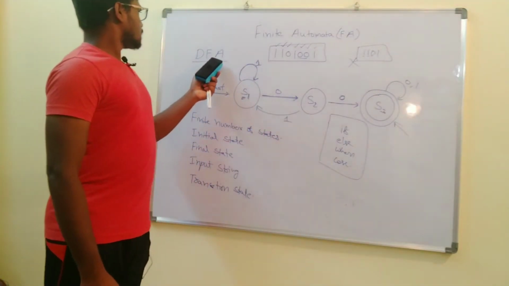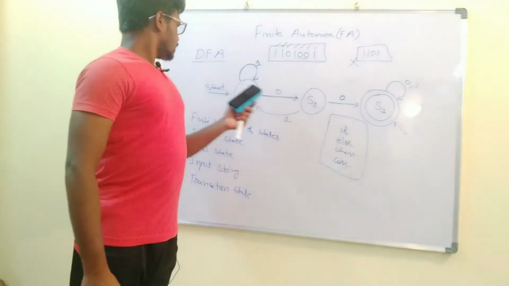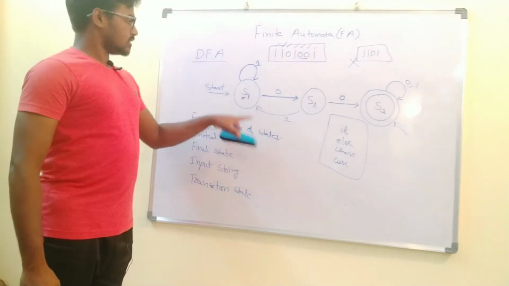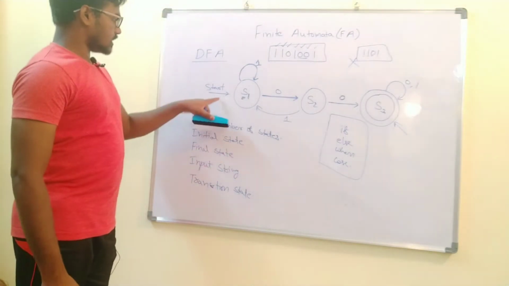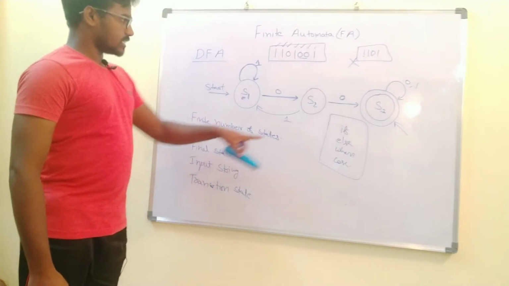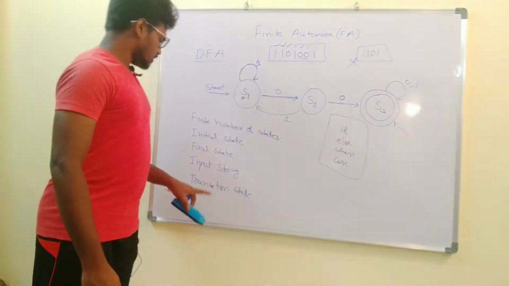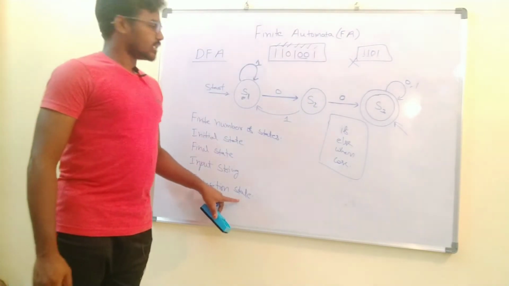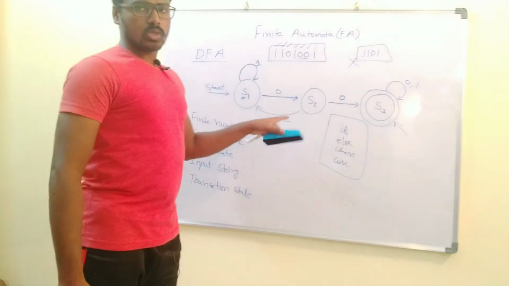So this is a deterministic finite automata example. It has 5 parts: a finite number of states, so these are the states; an initial state, this is the initial state; a final state which represents like this; an input string where we will match the pattern; and the transition state where we need to go from one state to other state.